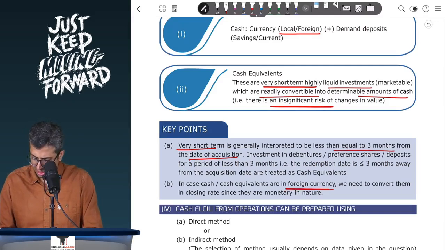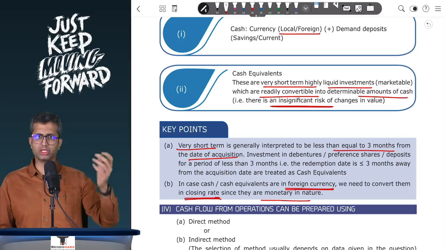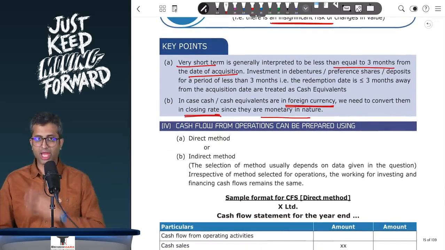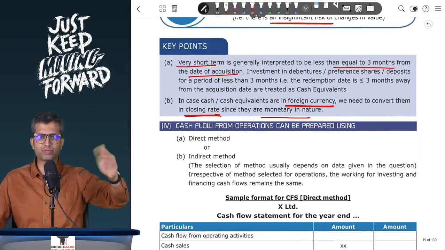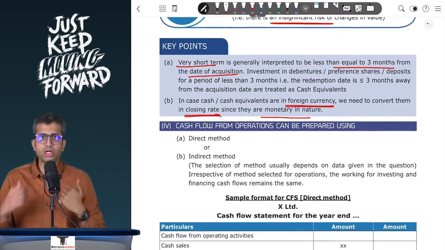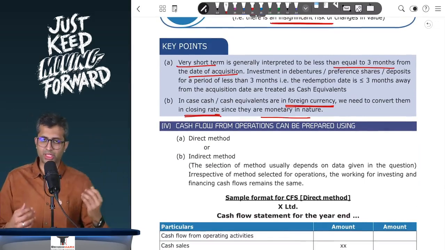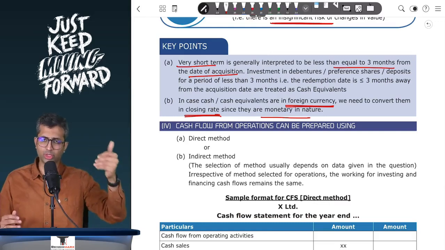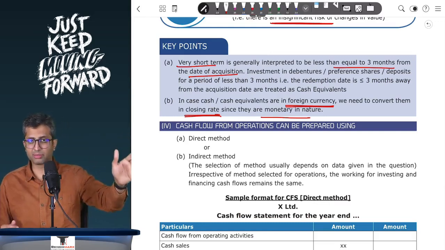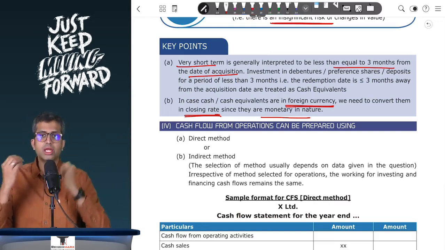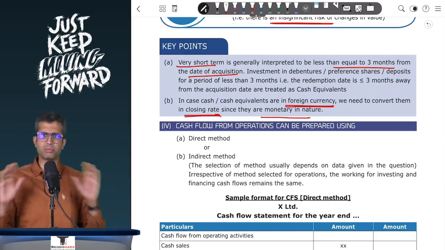And in case they are in foreign currency, we need to convert them at the closing rate since they are monetary in nature as per AS 11. Now, cash flow statement is generally a set format. However, the cash flow from operations can be segregated into either a direct method or an indirect method. Investing and financing, remember, remains the same.